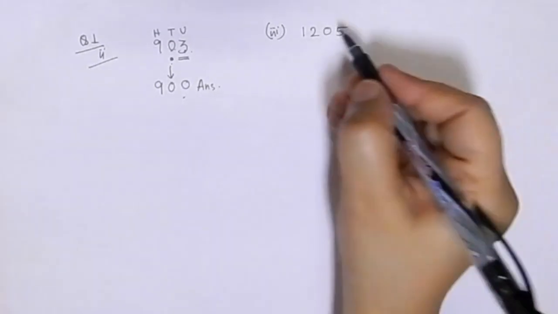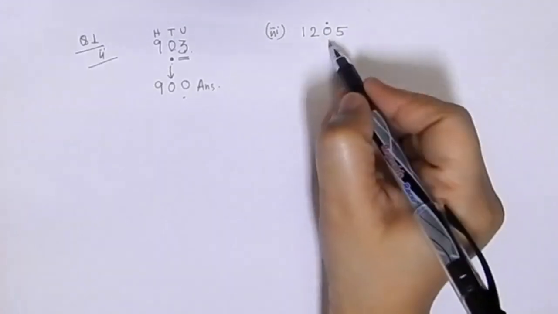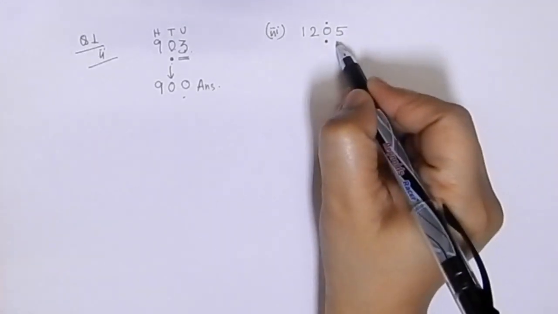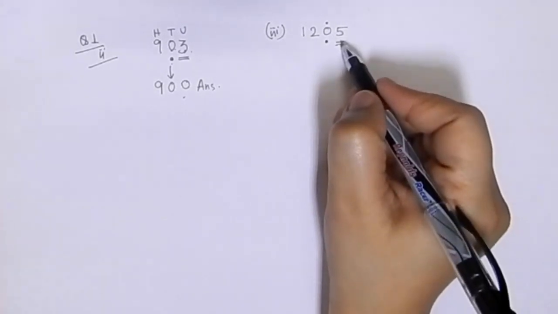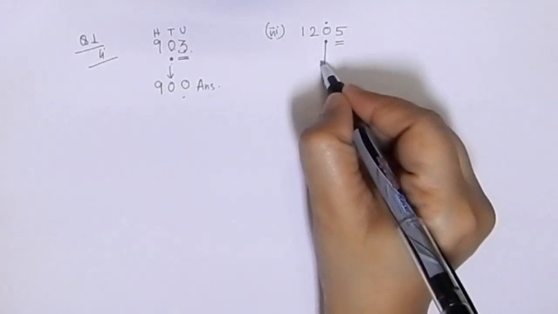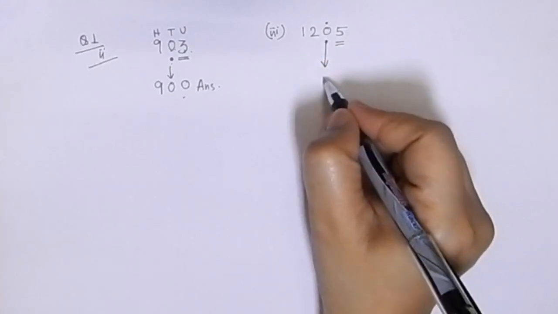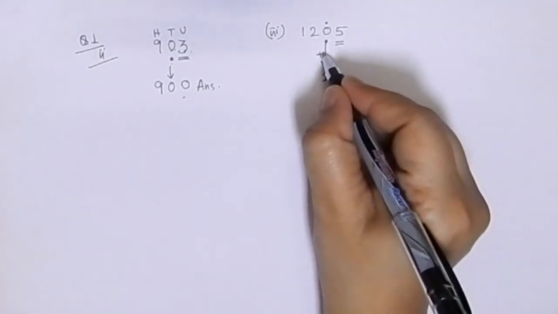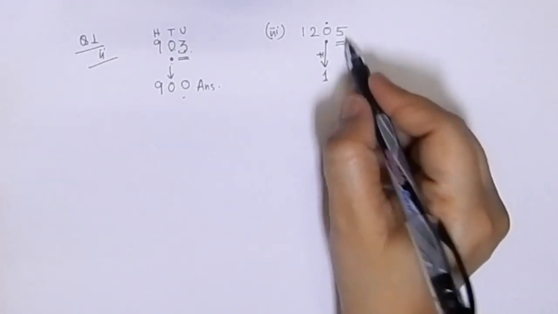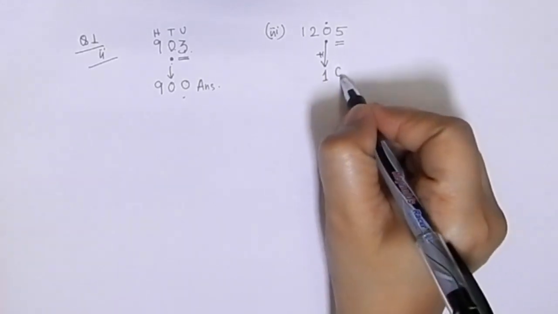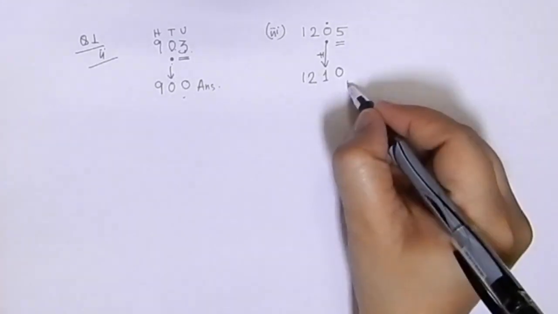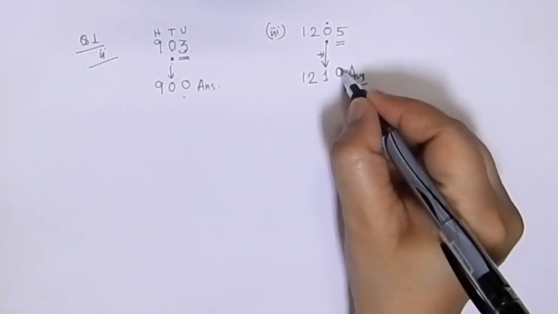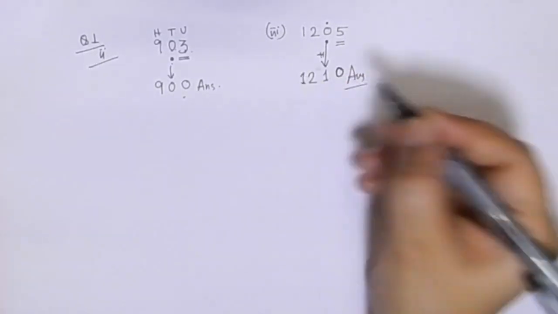If you see subpart 3, it is 1205. So this is again the tens place. You have to look at this number. So this is more than or equal to 5. So when this is more than or equal to 5, then what happens? This increases by 1. So 0 plus 1 will be 1. You have to add 1. Right hand side numbers will become 0 and the left hand side digits will remain unchanged. So here the answer is 1210.